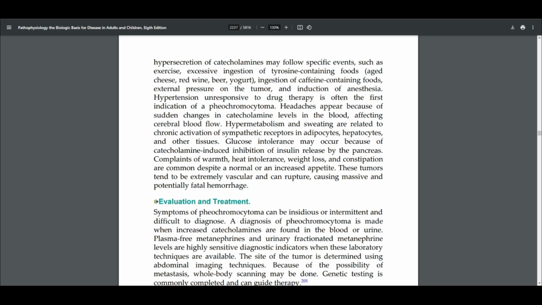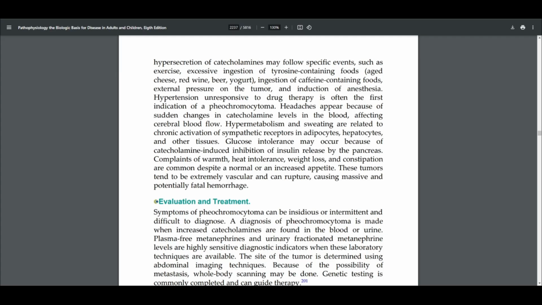tyrosine-containing foods, such as cheese, wine, beer, and yogurt, ingestion of caffeine, external pressure on the tumor, and induction of anesthesia. Hypertension unresponsive to drug therapy is often the first indication of a pheochromocytoma.